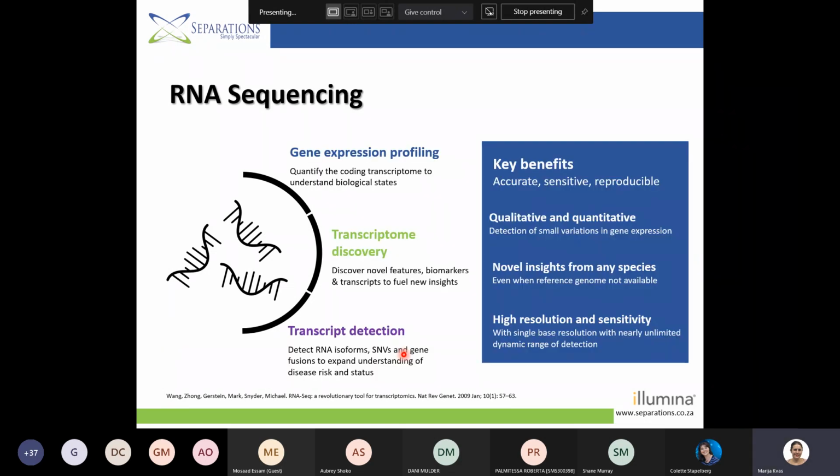So when we're talking about different applications, I mentioned gene expression profiling, where we're quantifying the coding transcriptome to understand the biological state. We can talk about transcriptome discovery, where we are looking into novel features, like novel transcripts, where we're looking into biomarkers. And we can also look into transcript detection, right, where we are detecting RNA isoforms, SNVs, gene fusions to expand understanding of disease risk and status. And because obviously we're doing this with NGS, we have that qualitative and quantitative data. We have a novel insight for any actual species. We don't have to have any prior knowledge, and we have a high resolution and sensitivity.